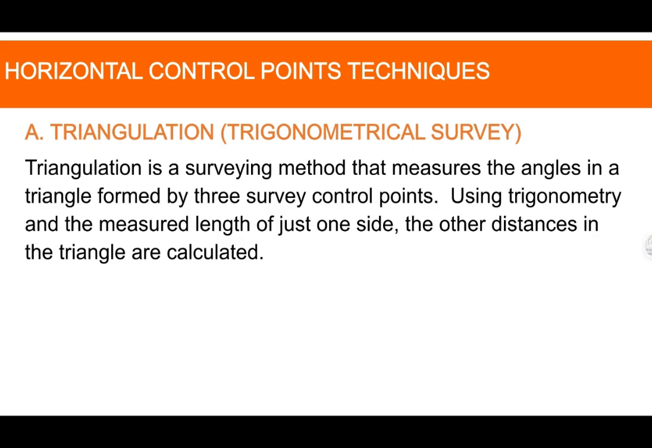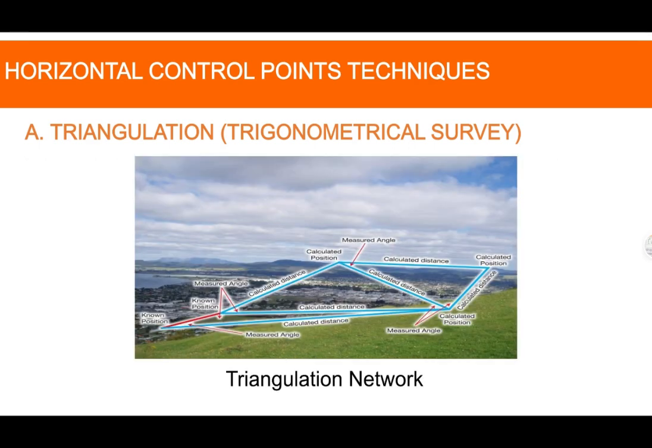Under horizontal control points techniques, we have triangulation, or also known as trigonometrical survey. So triangulation is a surveying method that measures the angles in a triangle formed by three survey control points. So using trigonometry and the measured length of even just one side, the other distances in the triangle can be solved or can be calculated or identified. So this is the illustration of triangulation or trigonometrical survey. So you can see here, there are three lines that form a series of triangles in our illustration. This has 1, 2, 3 triangles with distinct known points, measured angles, also the calculated distance and calculated positions.